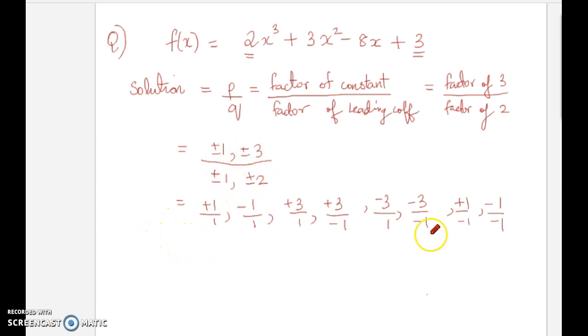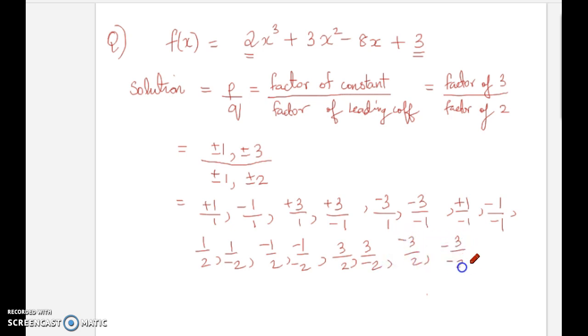So also I could now combine the 1 with the 2. So I could have positive 1 over 2, positive 1 over negative 2, negative 1 over 2, negative 1 over negative 2. I could have positive 3 over 2 and positive 3 over negative 2. I could have negative 3 over 2 and negative 3 over negative 2. All the different combinations. Some of the combinations are the same, so we're going to have to choose and pick the ones that are unique. Let me tell you what I mean by that.